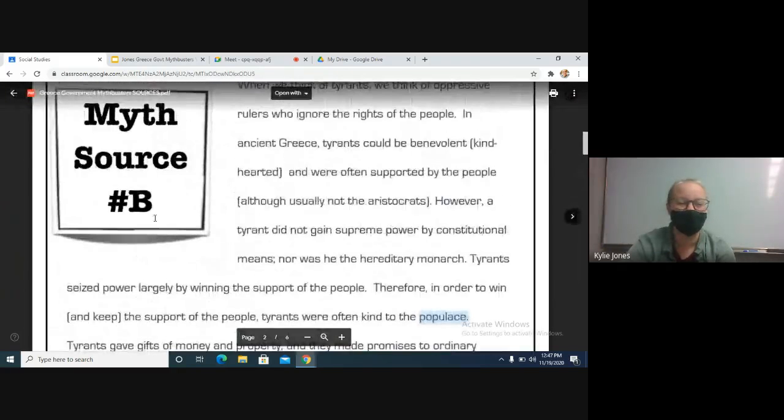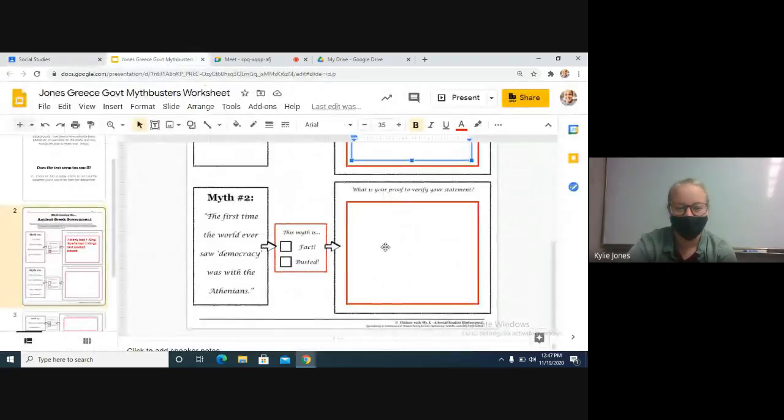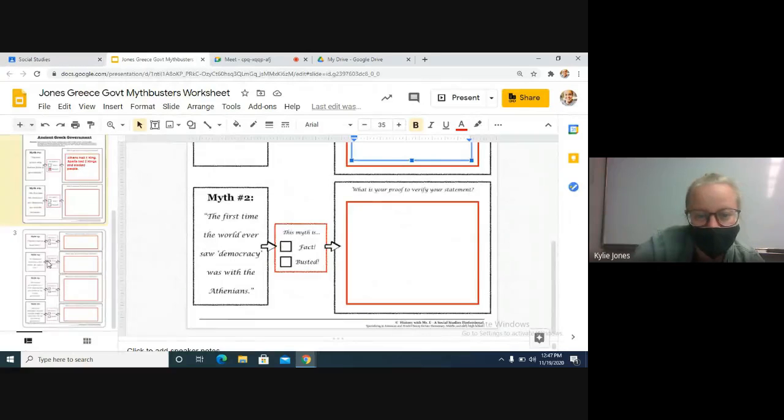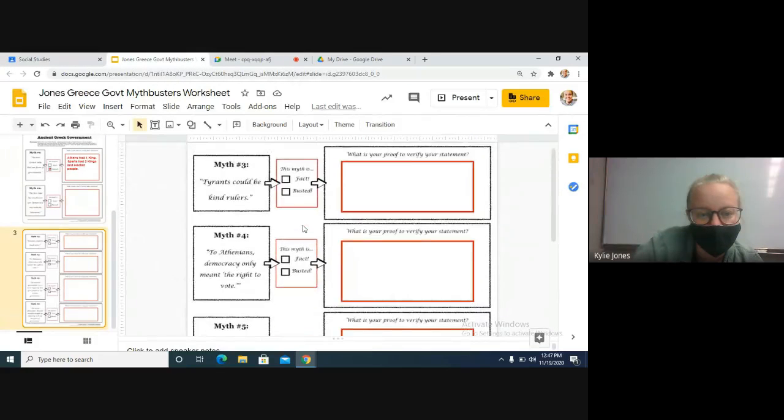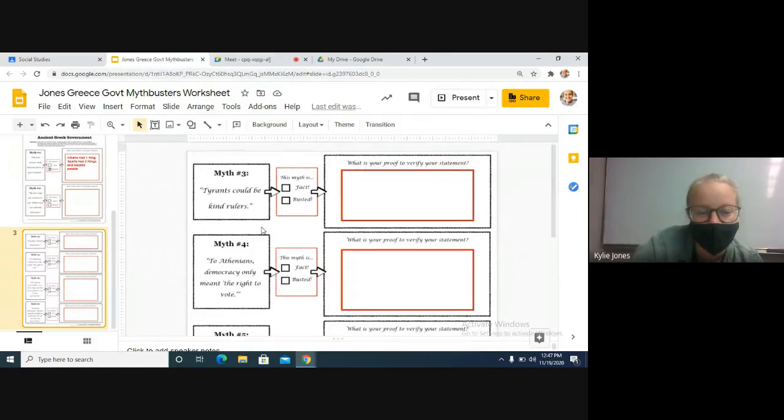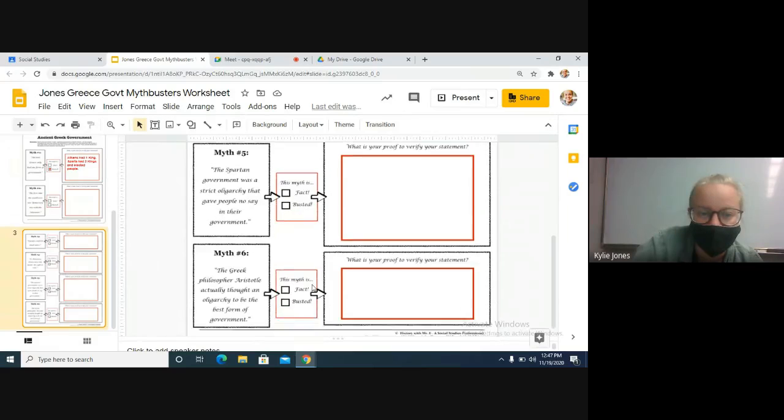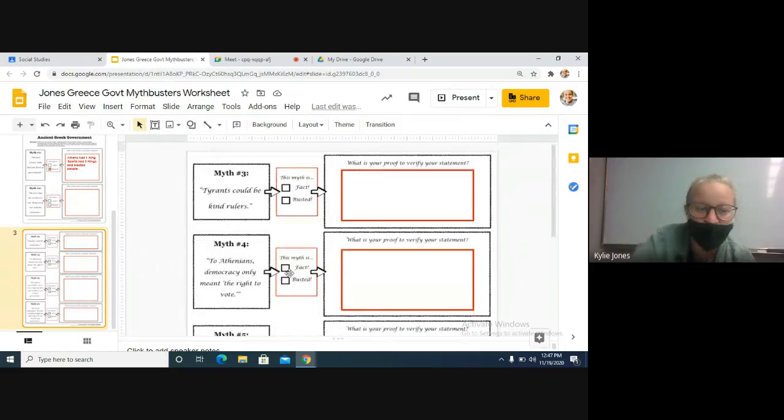Okay. Do these go in order? It doesn't seem like they do. I think it is. My eyes are just trying to trick me. No, I think that's myth number 3. I don't know why they don't go in order, but this is number 3.